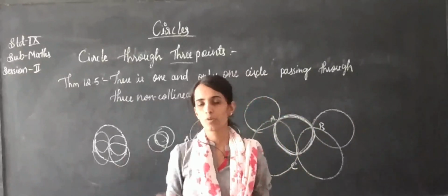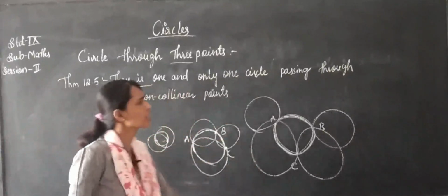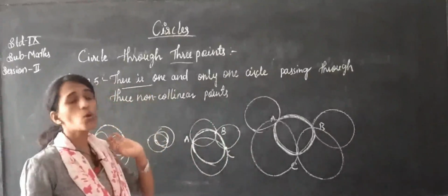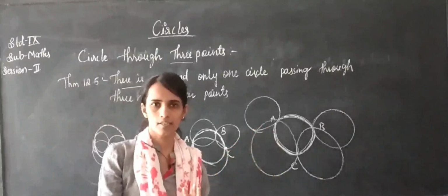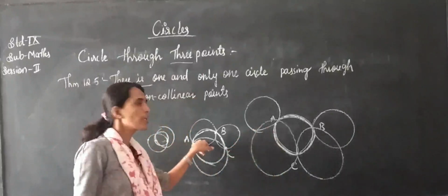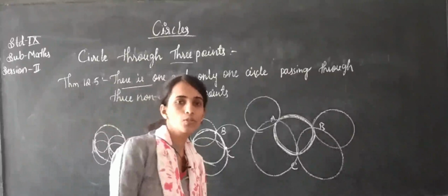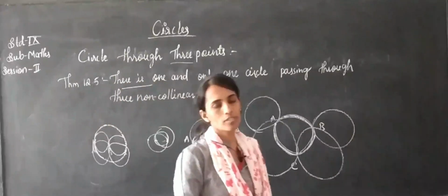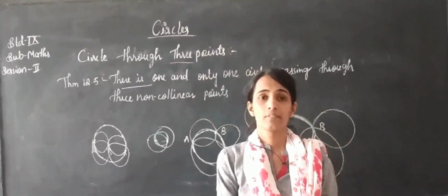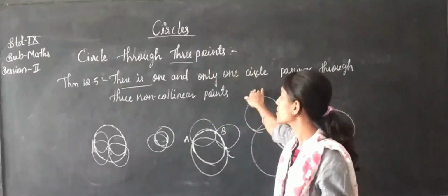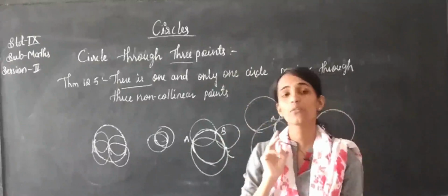So that is what theorem 12.5 says: there is one and only one circle passing through 3 non-collinear points. Here A, B, C are the 3 non-collinear points, and here A, B, C are collinear points. Yes or no? One and only one circle can pass through 3 non-collinear points. Except that one, there is no chance for another circle to pass. Okay, so that is theorem 12.5.